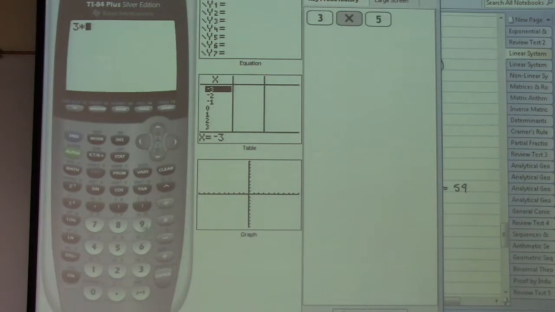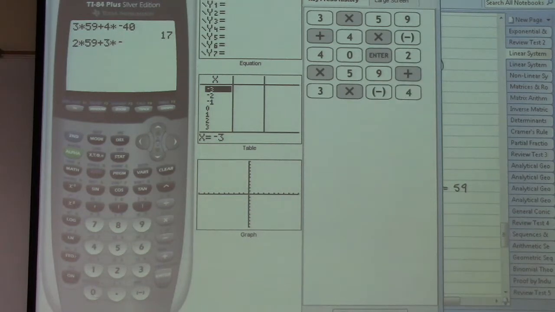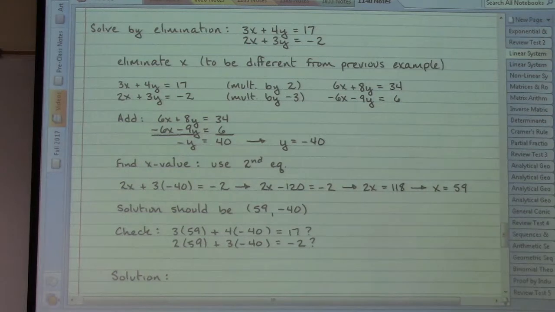3 times 59 plus 4 times negative 40 equals 17. 2 times 59 plus 3 times negative 40 equals negative 2. So those are in fact correct. Yay! And so we can go ahead and list our solution as being verified to be the point 59 comma negative 40.